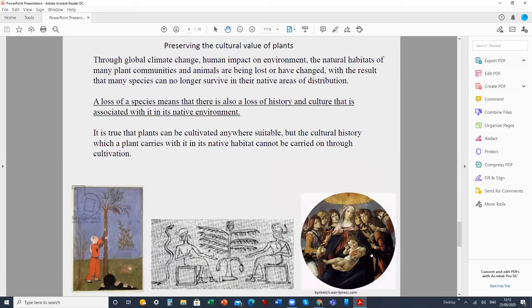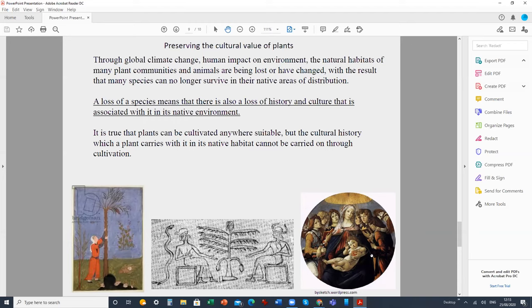So preserving, I mean, as we have heard from Dr. Ali, and also from Dr. Ihab, global climate change is here upon us. There is human impact on the environment. The natural habitats of many plant communities and animals are being lost or have changed, as Dr. Ali showed in his model. Many species can no longer live in their natural areas of distribution. But a loss of species means that there is a loss of history and culture that is associated with it in its native environment. It's very, very important to document them and try to conserve these areas where there is a history attached.